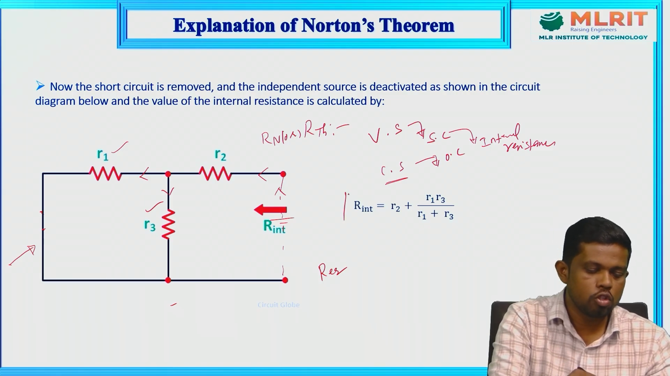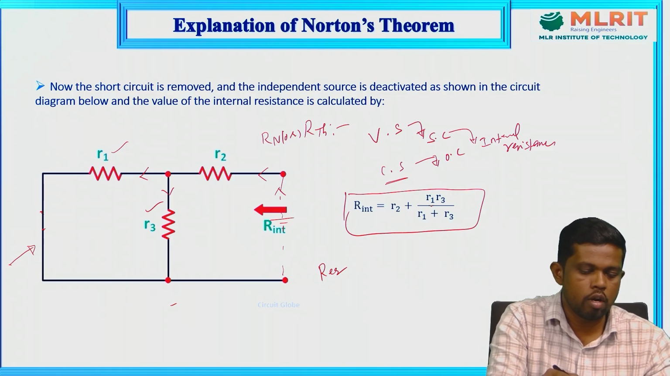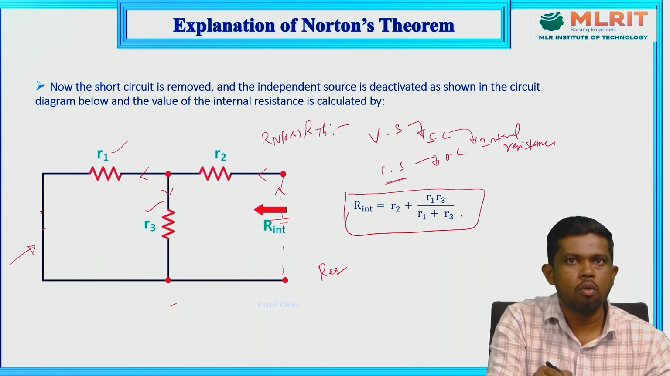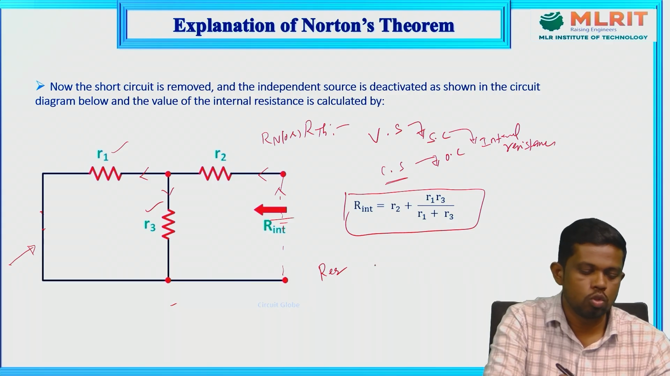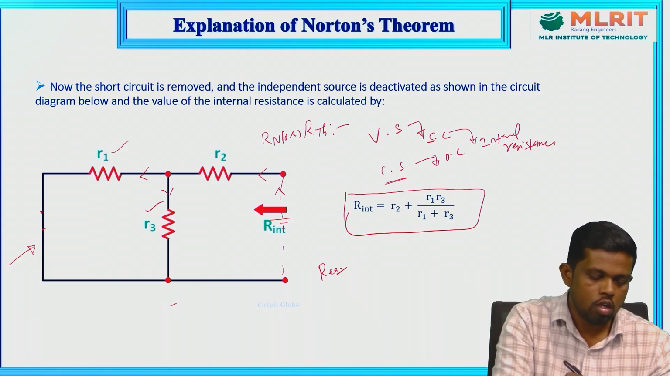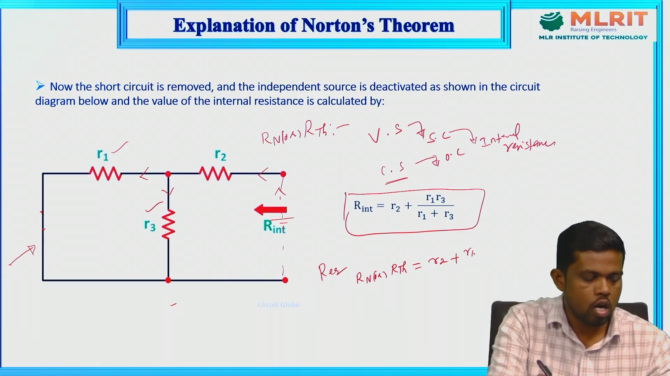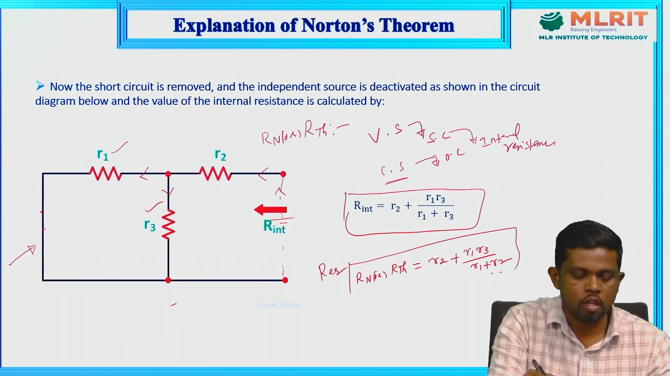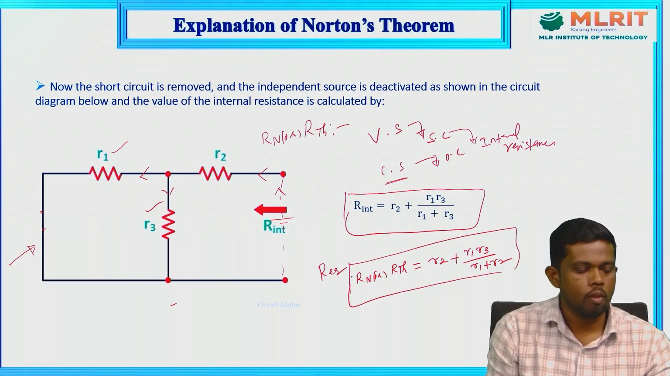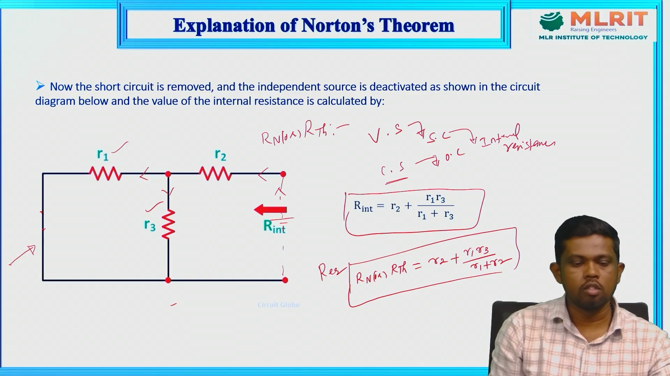Hence, the equivalent resistance of the circuit is R1 into R3 upon R1 plus R3, because these two are parallel. So the equivalent value of this is what we get here. This is R equivalent of the above circuit. We can also say R Norton or R Thevenin, both are the same, which equals R2 plus R1 into R3 divided by R1 plus R3. So this is the procedure to get the Norton resistance.